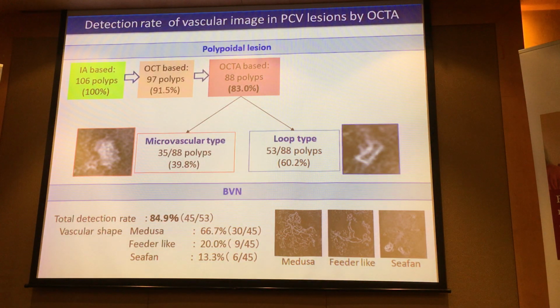In this study, IA-based diagnosis found 106 polyps, and with OCTA we could detect 88 polyps. So the detection rate was 83% by OCTA. The microvascular polyp is about 40%, and loop type polyp 60%. And the BVN total detection rate was 85%. It is classified into Medusa type, Fiddle-like type and Sigma type.